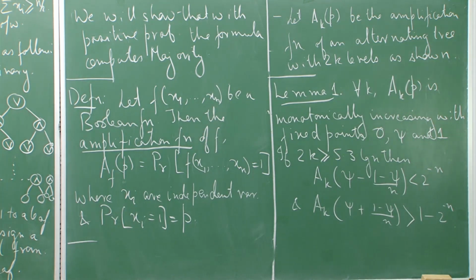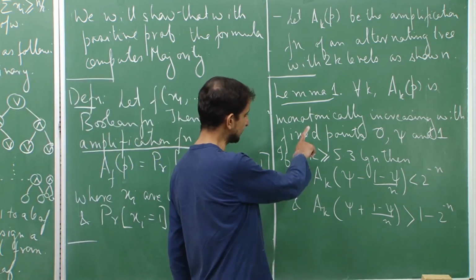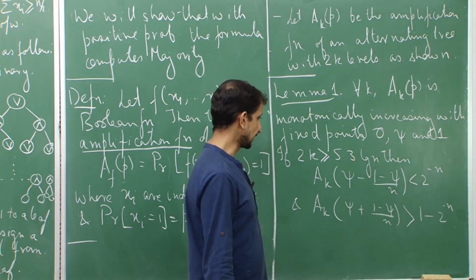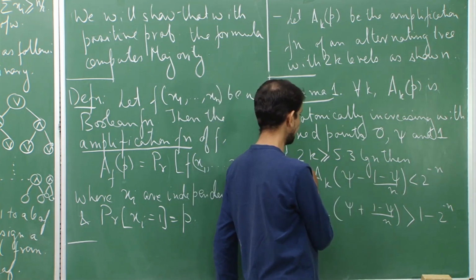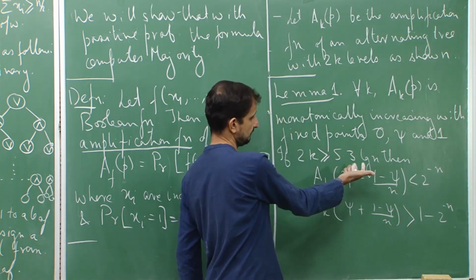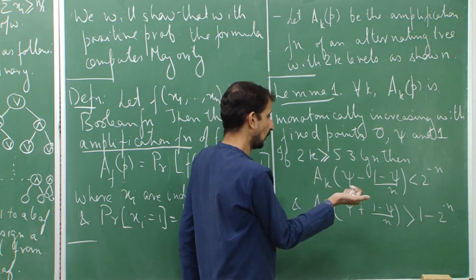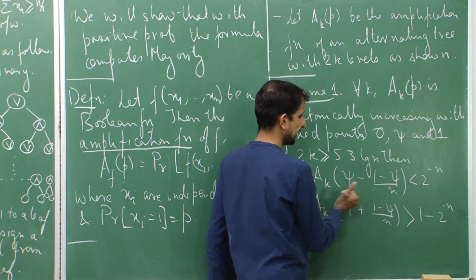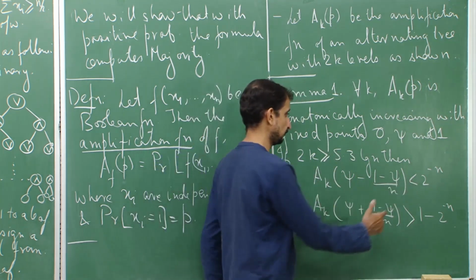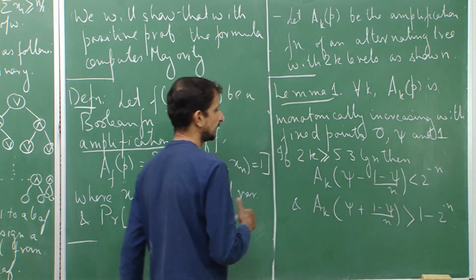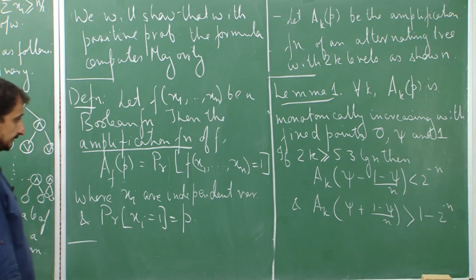And we will show that once we are able to establish this lemma, the theorem is not very difficult to show. So, we have to show several things here. Firstly, that this is a monotonically increasing function, these are the fixed points of this function, and the function satisfies the property that if I take k to be bigger than 1.65 log n, then A_k of this quantity is at most 2 to the power minus n, and A_k of psi plus psi over n is greater than 1 minus 2 to the power minus n.